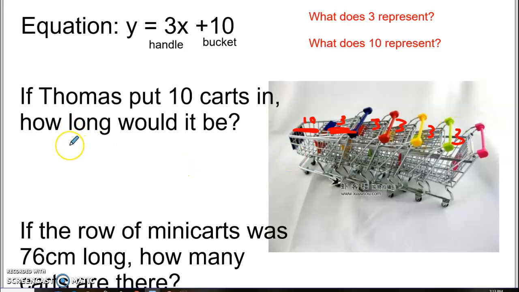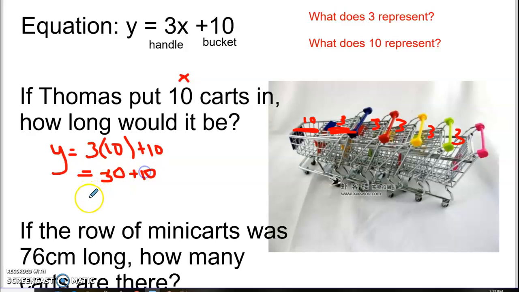So we said if Thomas puts 10 carts in, how long would the row of carts be? So 10, that's going to be my number of carts, so we're going to let that represent x. So we get y equals 3 times 10, and then plus the extra 10 from the front of the first cart. So 3 times 10 is 30, plus another 10 would give us 40. So this row of 10 carts would be 40 centimeters long.